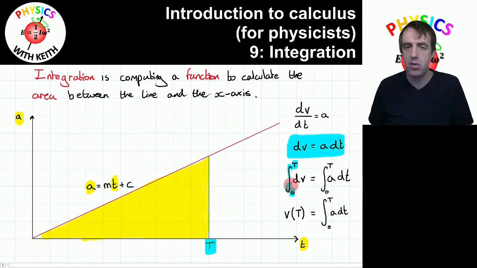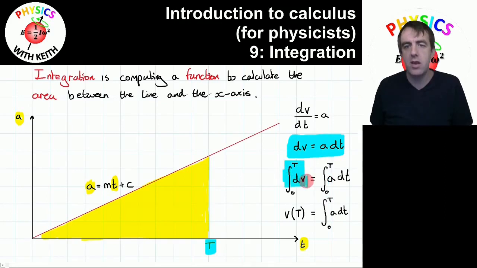This symbol, this strange s, we're using for sum. We're summing all those little bits of velocity, starting from 0 seconds all the way up to t seconds, to find out what the final velocity is. Well, whatever we do to one side, we have to do to the other. So we also have this sign here, which indicates a sum from 0 to t on the right-hand side.